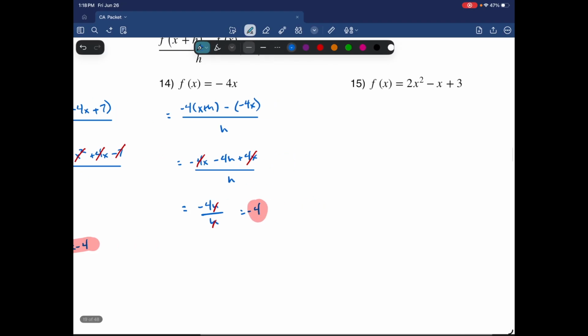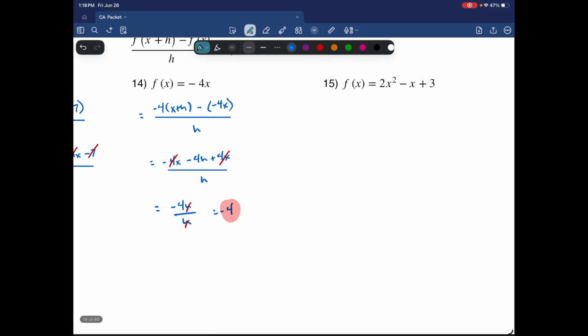All right. The next one is going to be like number 13, a little more complicated. So I've got 2 times x plus h all squared, minus x plus h, plus 3, minus my original, 2x squared minus x plus 3, all over h. Okay, the inside of that squared term is going to be x squared plus 2xh plus h squared.